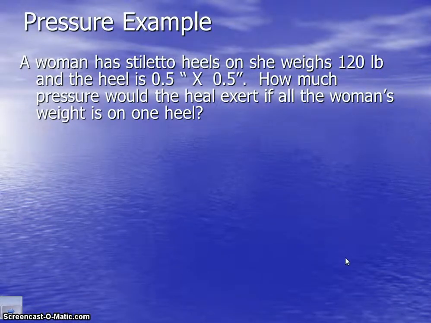All right, here is an example. A woman has stiletto heels on and she weighs 120 pounds and the heel is half an inch by half an inch. How much pressure would the heel exert if all the woman's weight is on one heel? Now how would we do that? Your force is going to be your weight, 120 pounds, and your area is going to be 0.5 times 0.5, and then you're going to divide them.